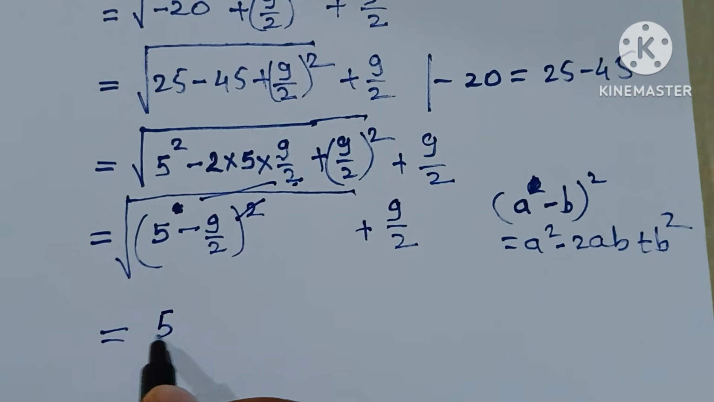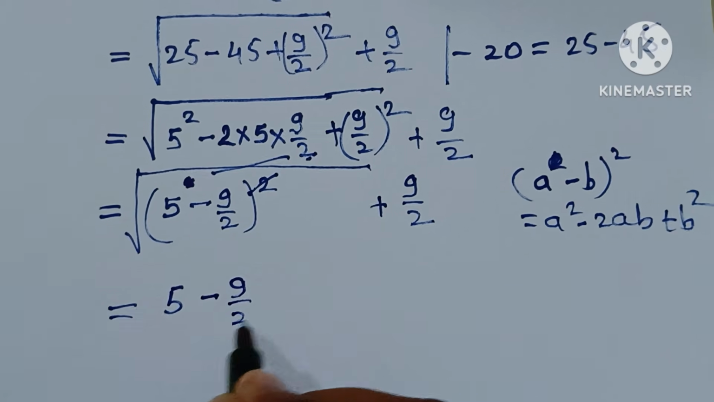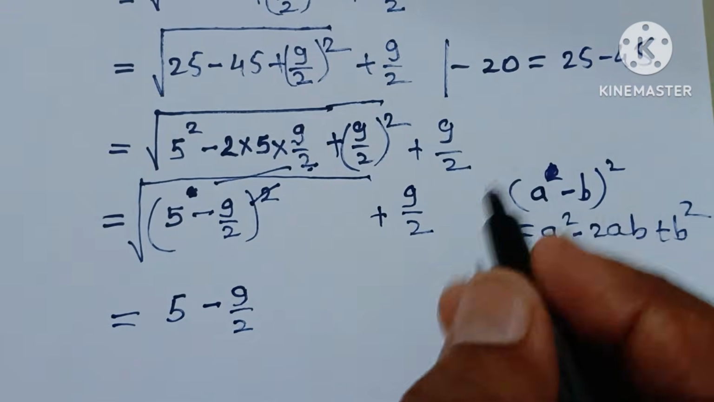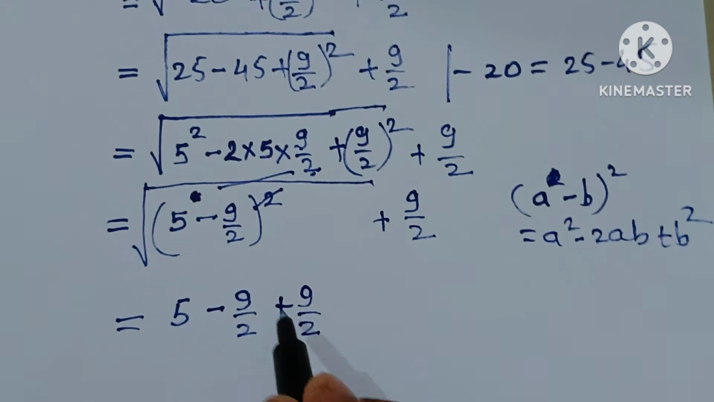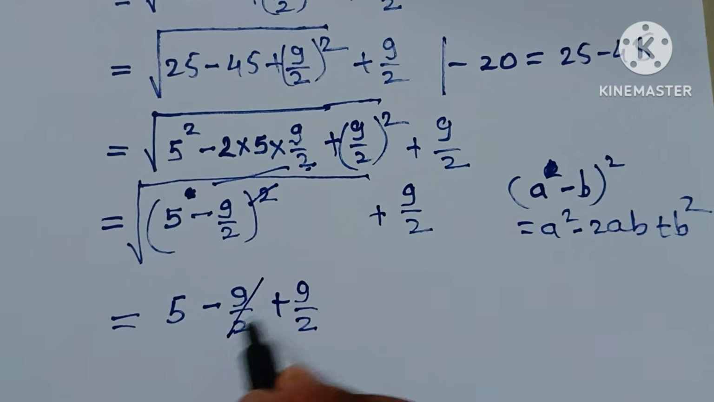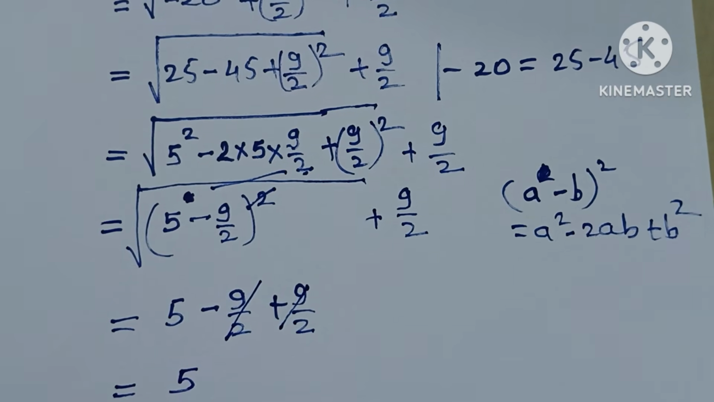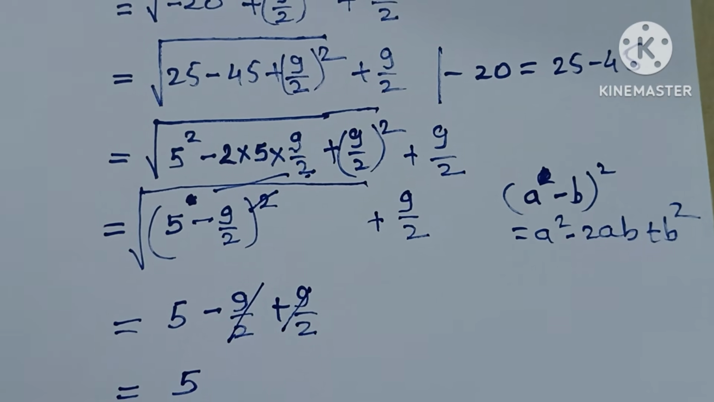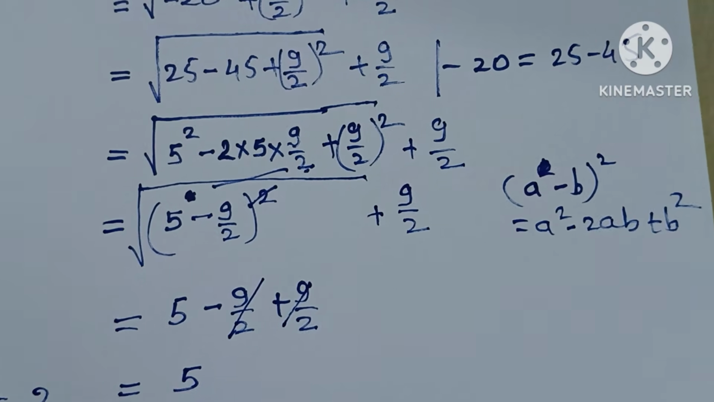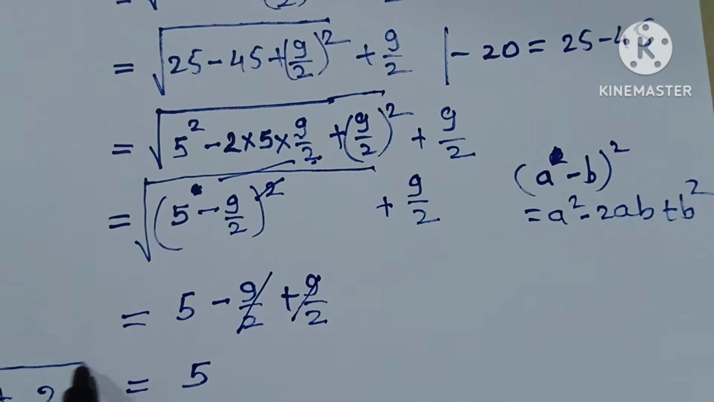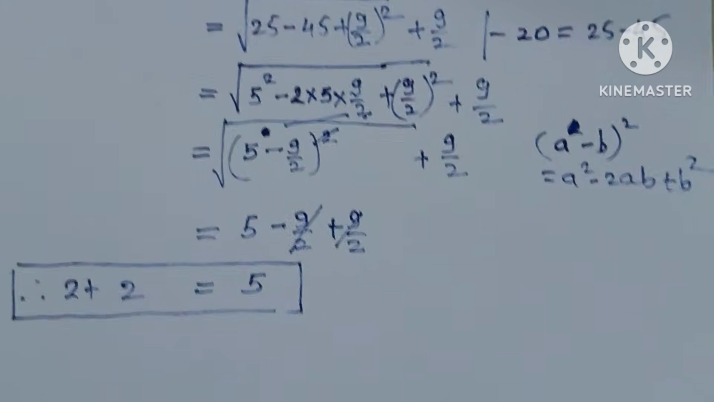So we get here 5 minus 9 by 2 and this 9 by 2 is already out of square root. So that we write plus 9 by 2. So minus 9 by 2 plus 9 by 2 will be cancelled. So we get here 5. Hence 2 plus 2 is equal to 5. It is proved. 2 plus 2 is equal to 5. It is proved.